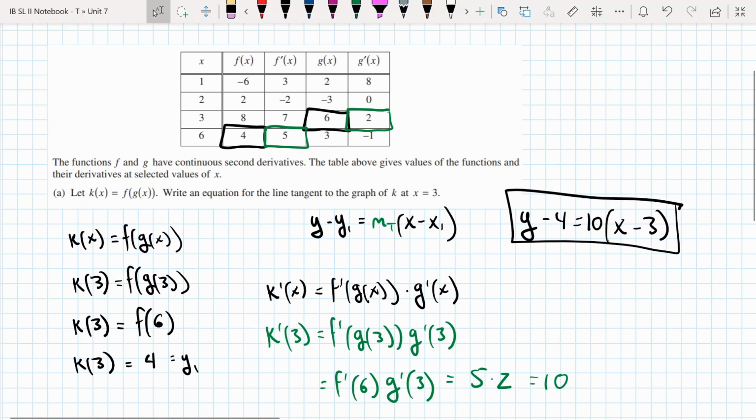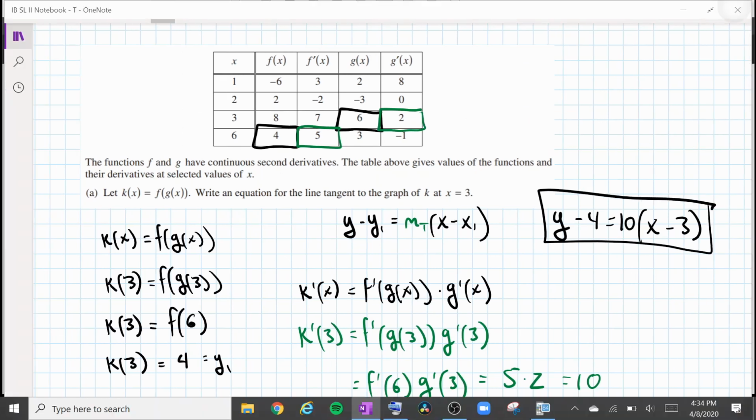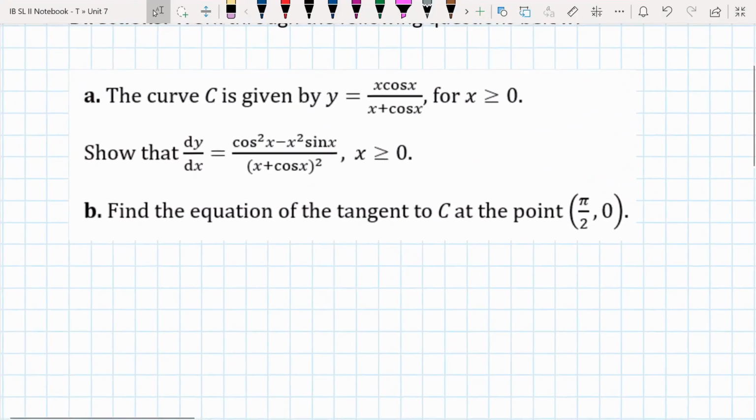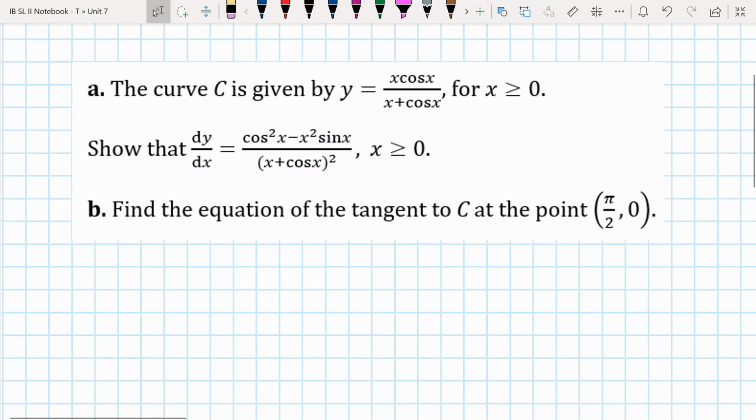And let's wrap up this video by going through one more question involving the slope of the normal line. Okay, we have a function here that's defined as x cosine of x over x plus cosine of x. We want to show that the derivative is the following. So we're going to take the derivative of this function, and then we're going to find the equation of the tangent, sorry, I said normal before, but this is asking for the tangent line at pi over 2 comma 0.